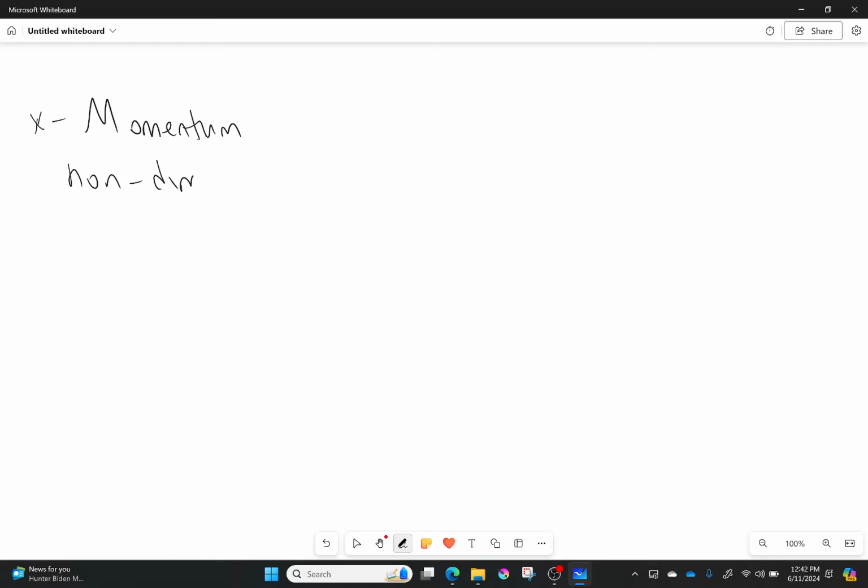Okay, now let's actually jump into how we derive these boundary layer equations. So we're going to start off with momentum, and specifically, we're going to be focusing on x momentum. Now, I am using the non-dimensional form of these.